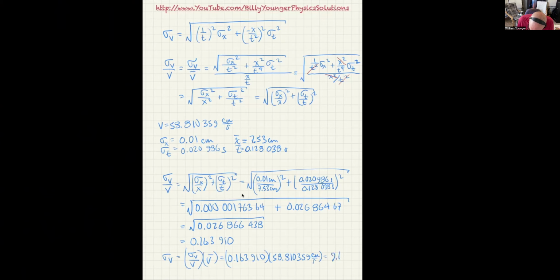So it's 9.639, and I'll just call the next digit a 6, and that's centimeters per second. So that's another way you can actually do a calculation. Let me show you another propagation of error example.